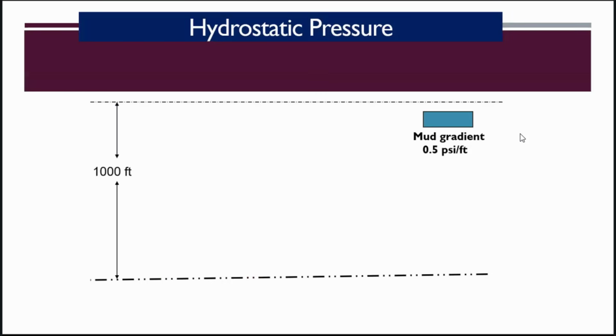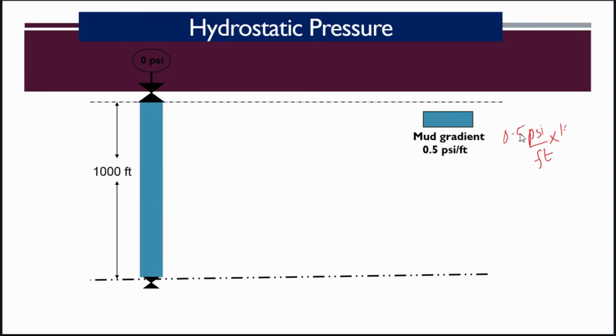What does it mean? See, this is a vertical column of a fluid, suppose mud, and its density or gradient is given as 0.5 psi per feet. It means how much pressure it is exerting at the bottom. Density is 0.5 psi per feet. How many feet of column do we have? 1000 feet. So if we multiply these two, what do we get? We get 500 psi. So this hydrostatic column is exerting a pressure of 500 psi.